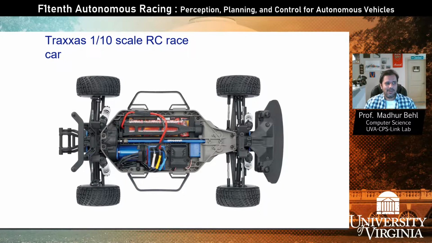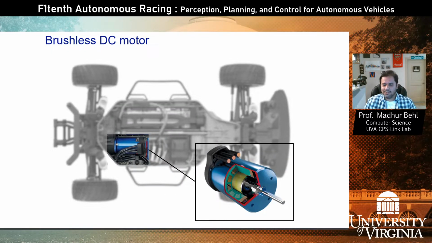So we use this 1/10 car, and let me quickly tell you about some basics of how we actually convert this into an autonomous vehicle. Some key hardware of interest is the brushless motor. This is a very high speed brushless DC motor.